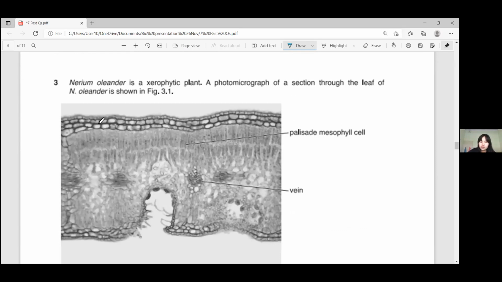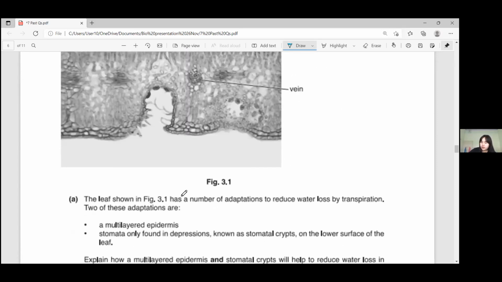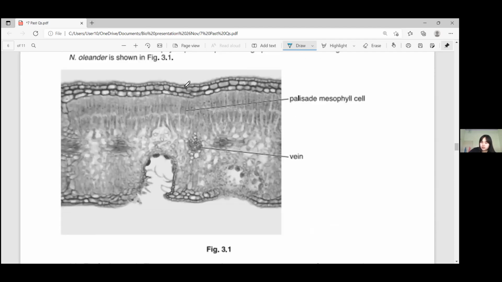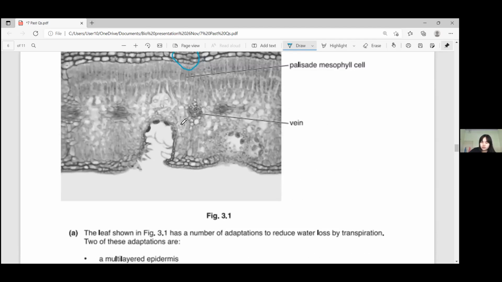Oleander is a xerophytic plant. A photomicrograph of a section through the leaf of an Oleander is shown in figure 3.1. The leaf has a number of adaptations to reduce water loss by transpiration. Two of these adaptations are a multi-layer epidermis, so we can see there is more than one layer, and stomata only found in depressions known as stomatal crypts on the lower surface of the leaf. So this is a stomatal crypt.